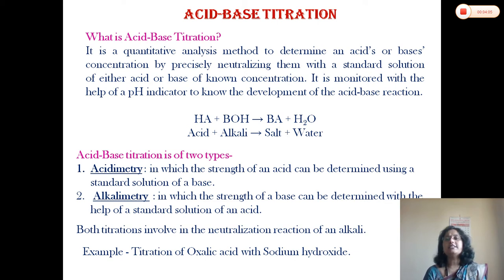Now the acid-base titration is further classified into two types, called acidimetry and alkalimetry. So what is acidimetry? In acidimetry, we determine the strength of the acid by using an alkali solution of known concentration, which is also called the standard solution of the base. The second one is alkalimetry. In alkalimetry, we determine the strength of the base with the help of a standard solution of the acid. The standard solution of acid means a solution of acid of known concentration.